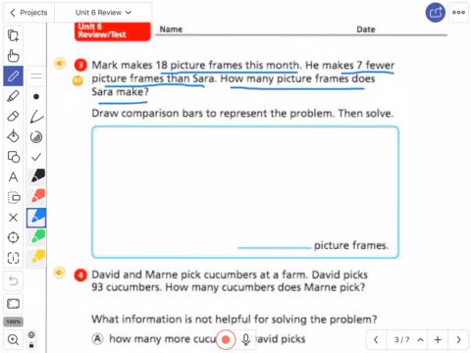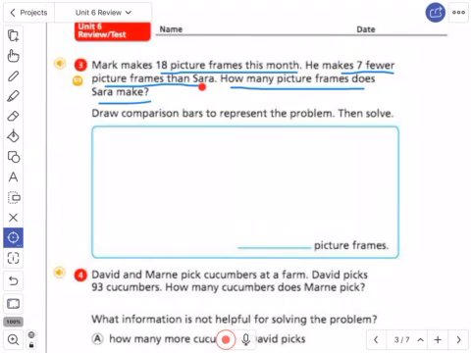Okay, so Mark makes 18. He makes 7 fewer than Sarah. How many does Sarah make? So that sounds like just a one-step problem to me, but I just have to figure out, do I add or do I subtract for that? So Mark makes 18, he makes 7 fewer.